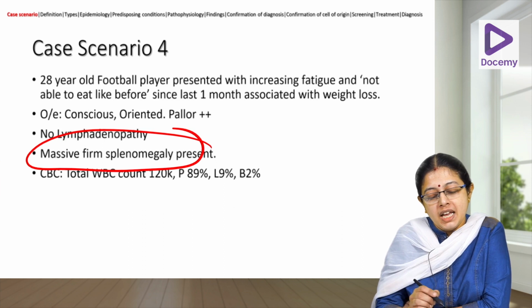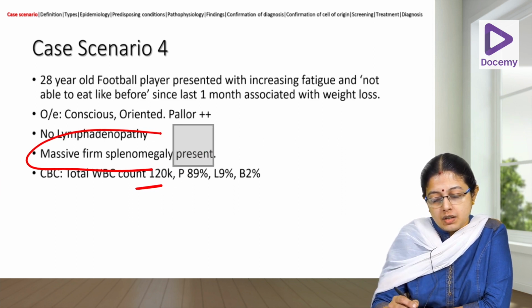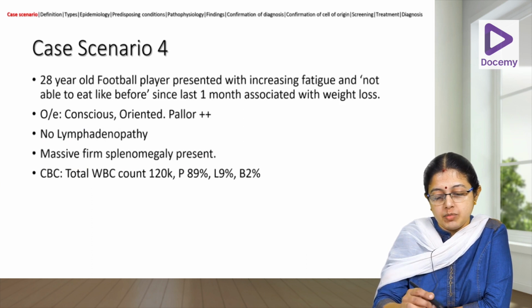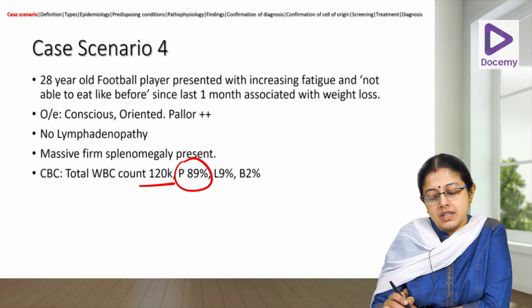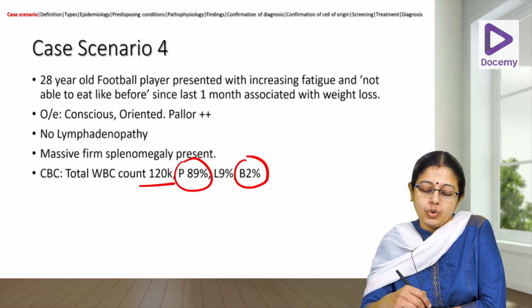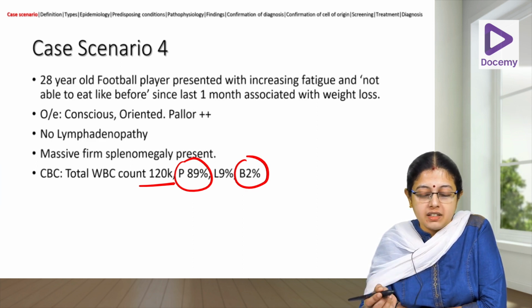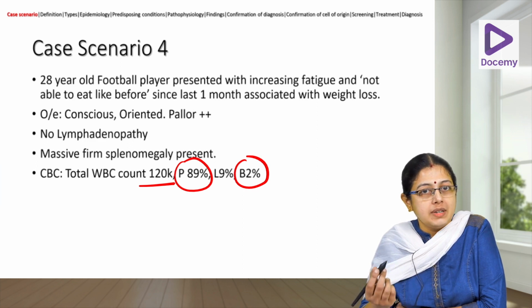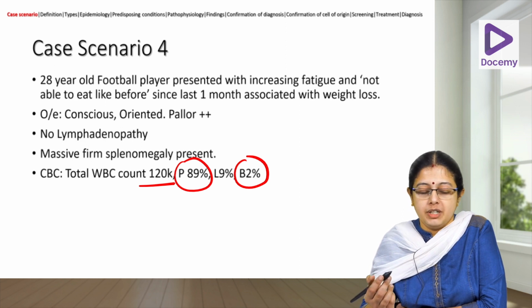Firm splenomegaly. And when you look at the CBC, you see that he has a very high WBC count of 1,20,000 with predominant neutrophils, and he also has basophils circulating in the blood. Both these, along with a massive splenomegaly and high counts, should be alerting us: could this patient be having a chronic myeloid leukemia?